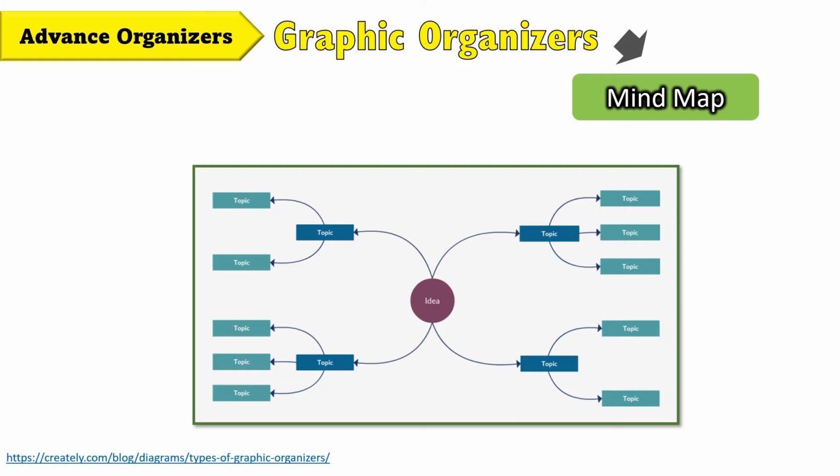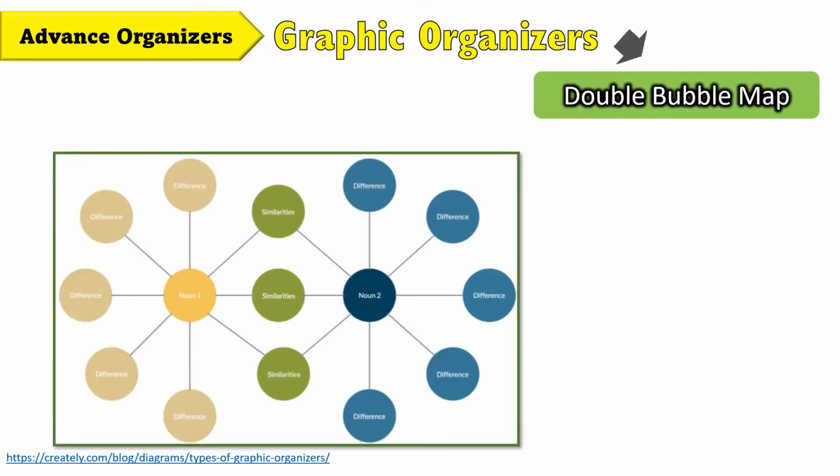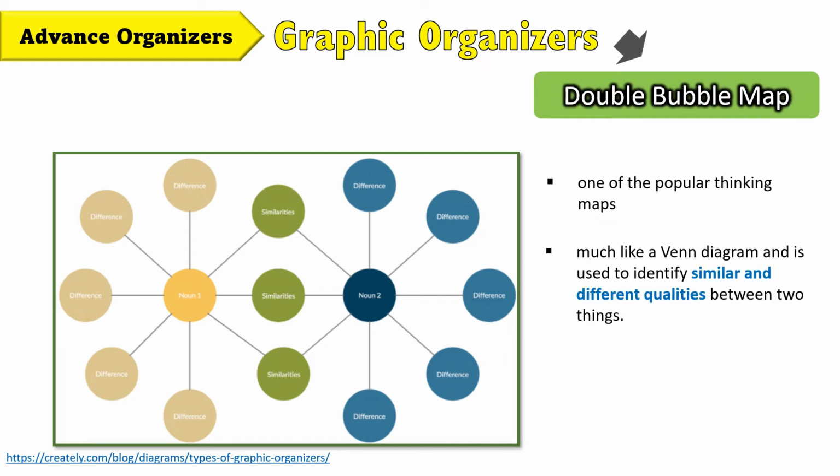Mind map. A mind map is a tool that helps capture the free flow of thought and is widely used for brainstorming around topics. Additionally, it can also be used to organize and group information about a topic. Double bubble map. The double bubble map is one of the popular thinking maps. It is much like a Venn diagram and is used to identify similar and different qualities between two things.